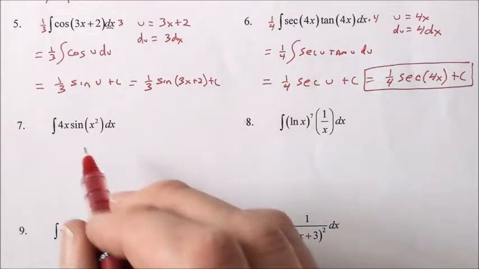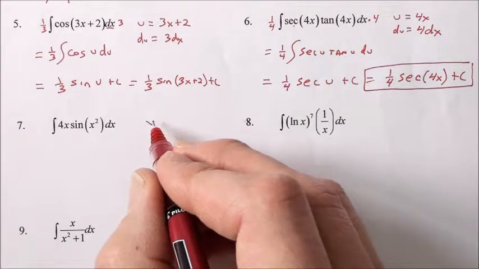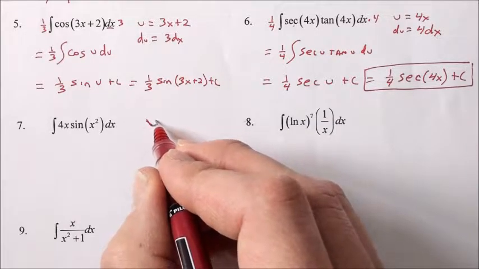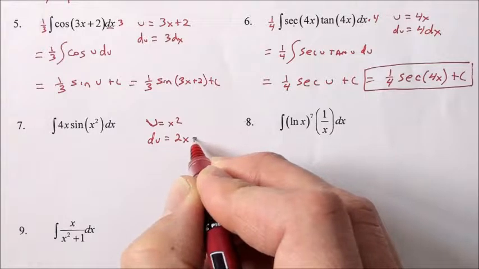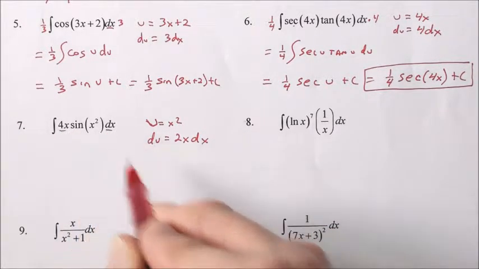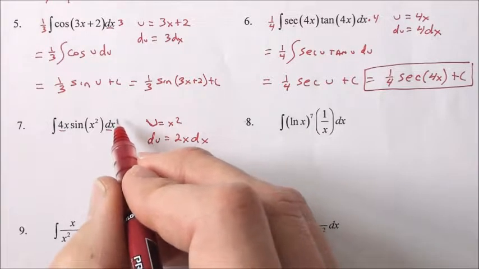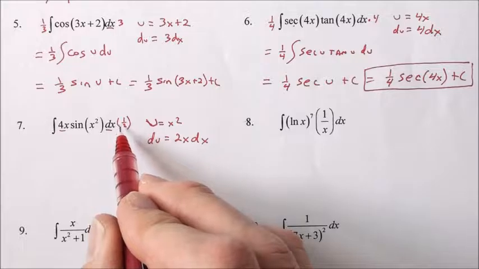Okay, now we have the sine of x squared. So the sine of x squared, that's not good. We want u to be equal to that x squared, which means that du is 2x dx. Well, we have 4x dx. We only want 2x dx. We have to multiply basically by a half. We want half of 4.